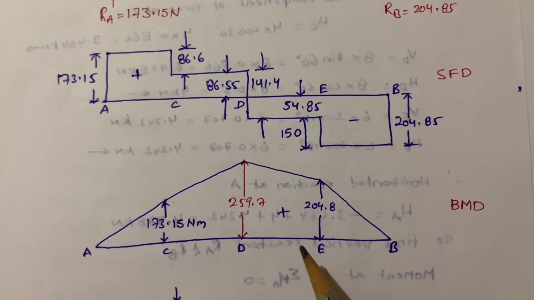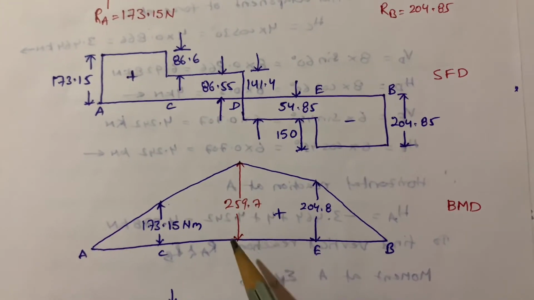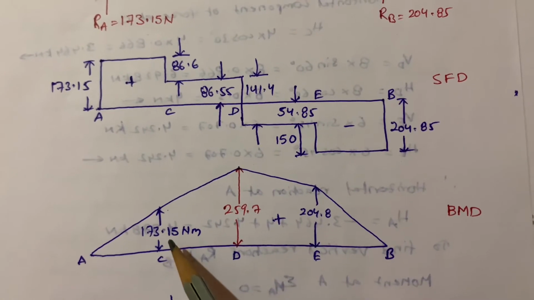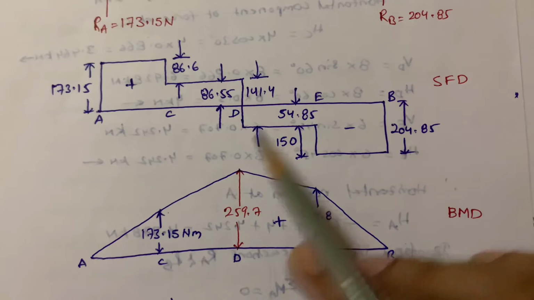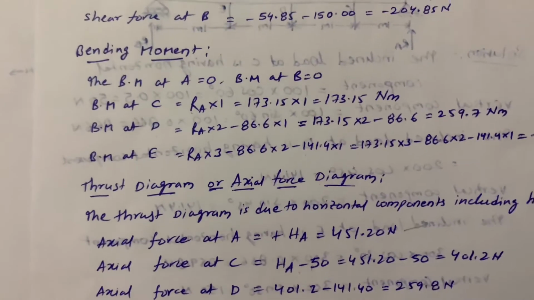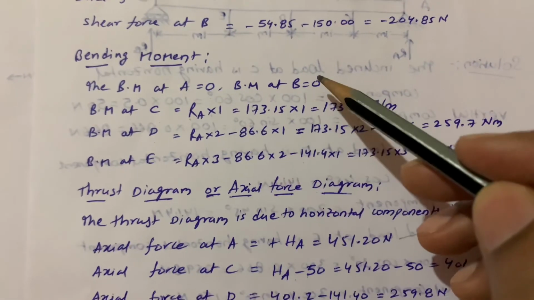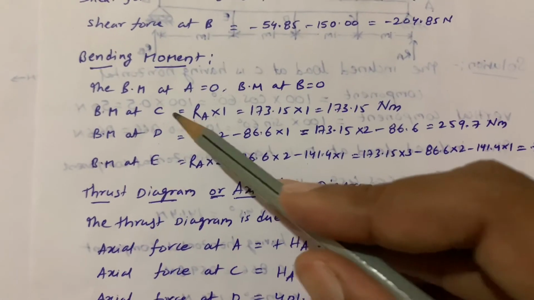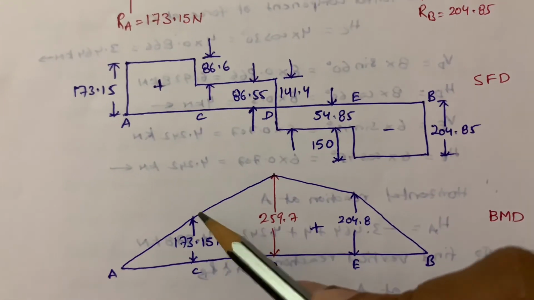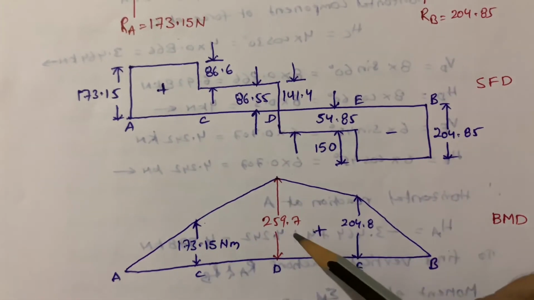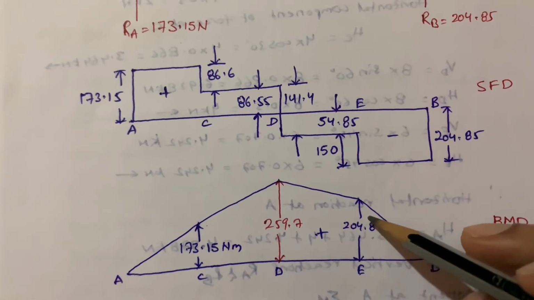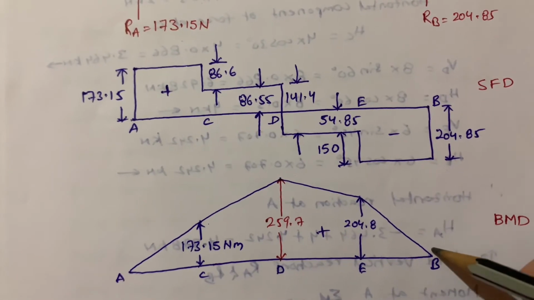And next one is the bending moment diagram. So we have to locate the maximum bending moment. So this is the maximum bending moment, up to here 173.15 newtons we got. I'll show you the bending moment at C, because A and B are here. Bending moment at A is 0, bending moment at B is 0, and bending moment at C is 173.15, then an inclined line, and 259.9 is the maximum bending moment, and 204.8 at E, and again 0.